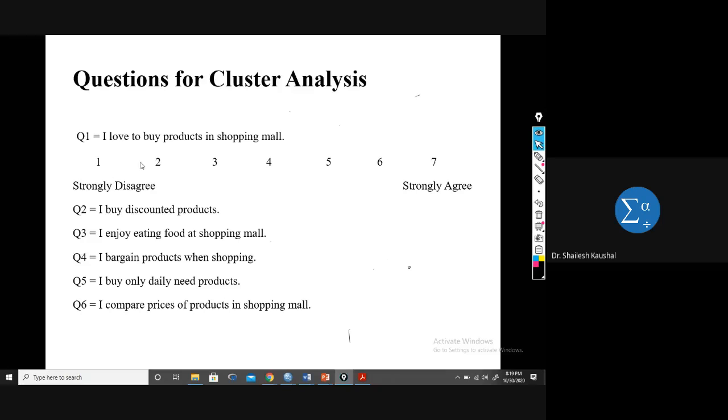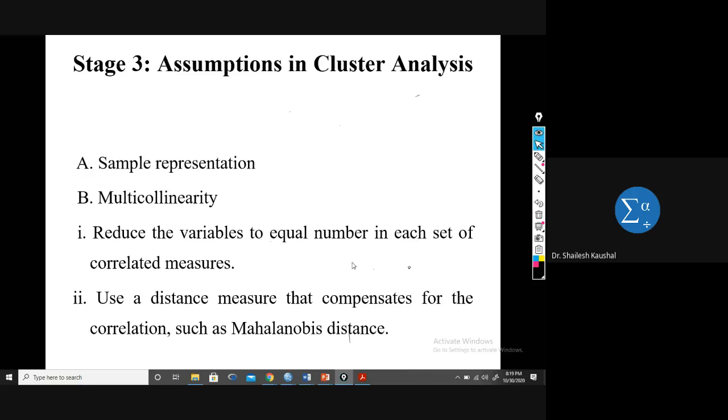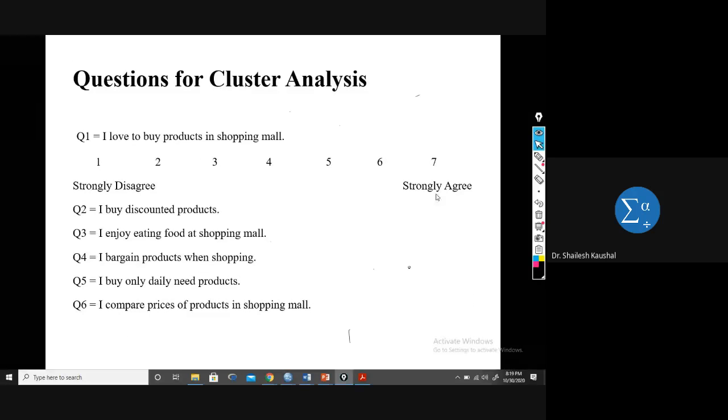If the option you tick is 2, it means you do not love to buy products in shopping mall. For the second question, I buy discounted products: if you take 6 or 7, it means you want to buy discounted products in a shopping mall. So we can prepare our questions like this, or we can give 0 to 10 or 0 to 100 also, so you can give your opinion. Someone can give 35, 85. So you can create the questions as metric or ratio scale questions.